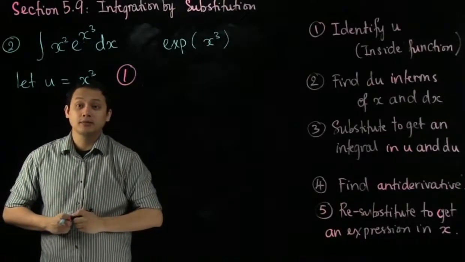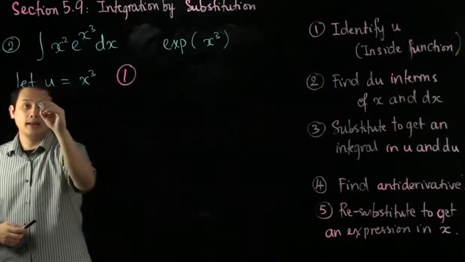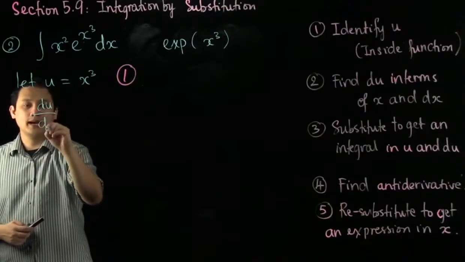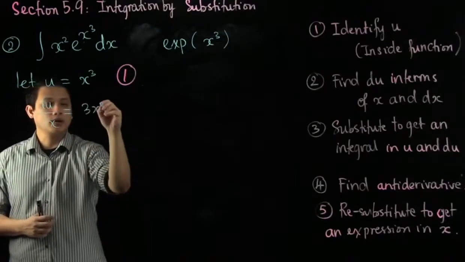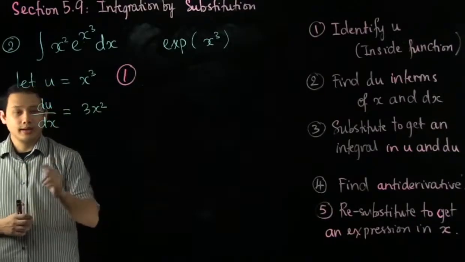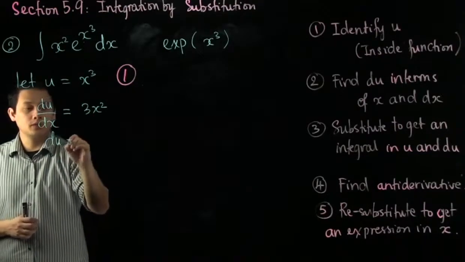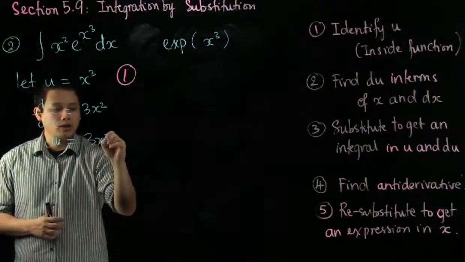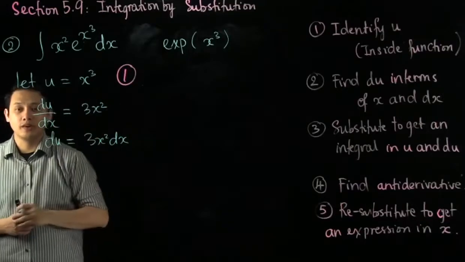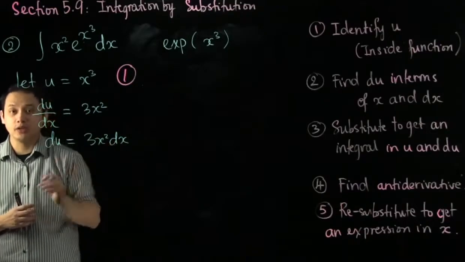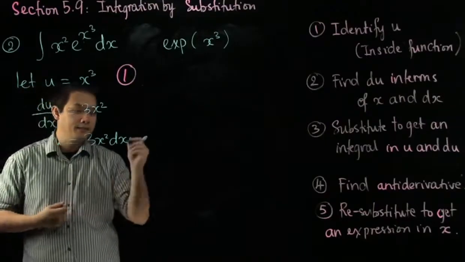You need to take the derivative on both sides of this equation, u equal to x cubed, and you have du dx. The derivative of x cubed is 3x squared. Now you write this in terms of du equal to 3x squared dx. That is, for this equation, you multiply both sides by dx, and you have du equal to 3x squared dx. So this is the second step.